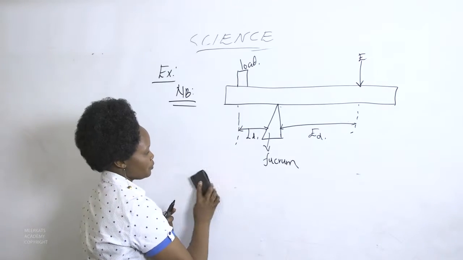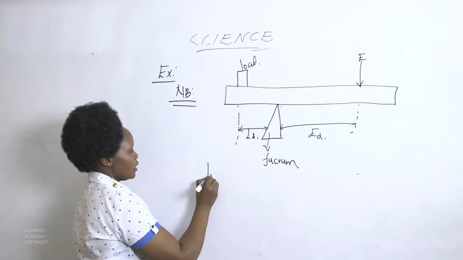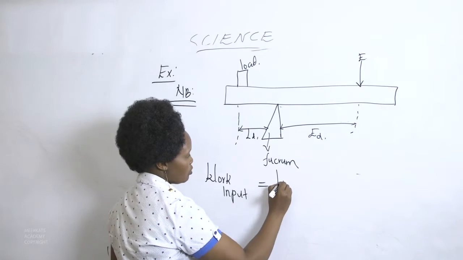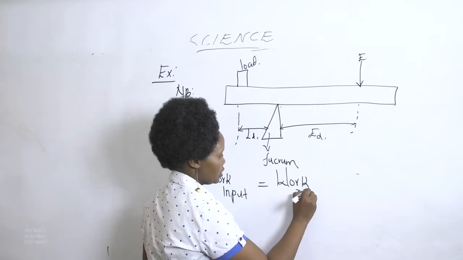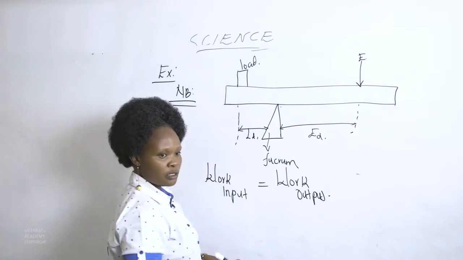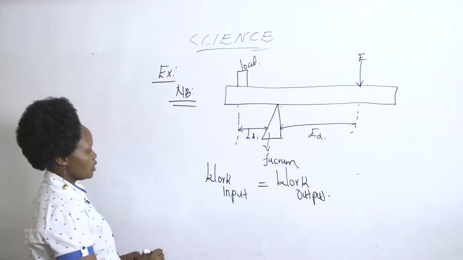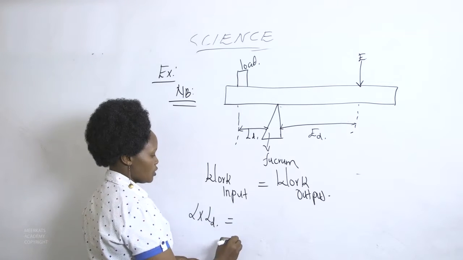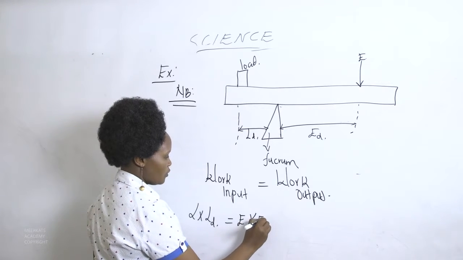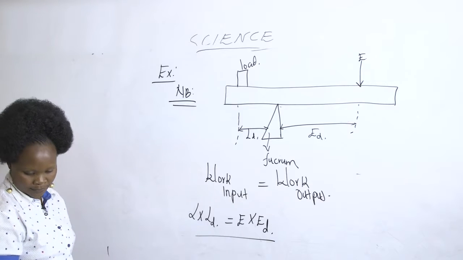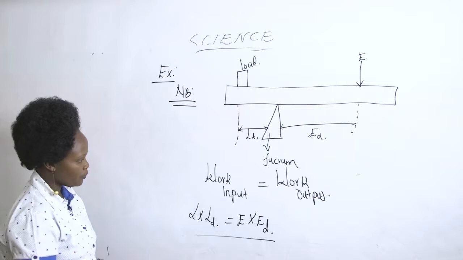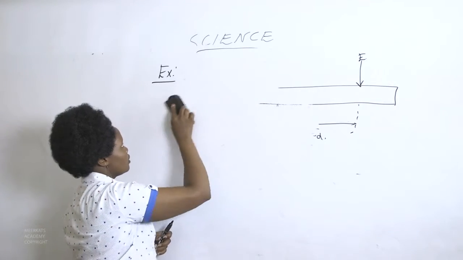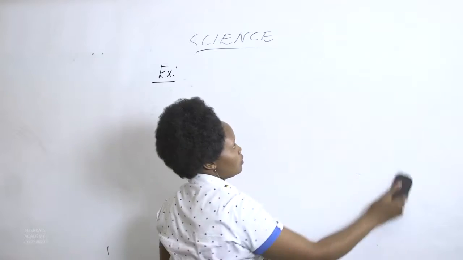Now, in general, work input for this system is equal to work output, which is to mean that load times load distance should give us effort times effort distance. Let us look at examples that will touch on a fulcrum.